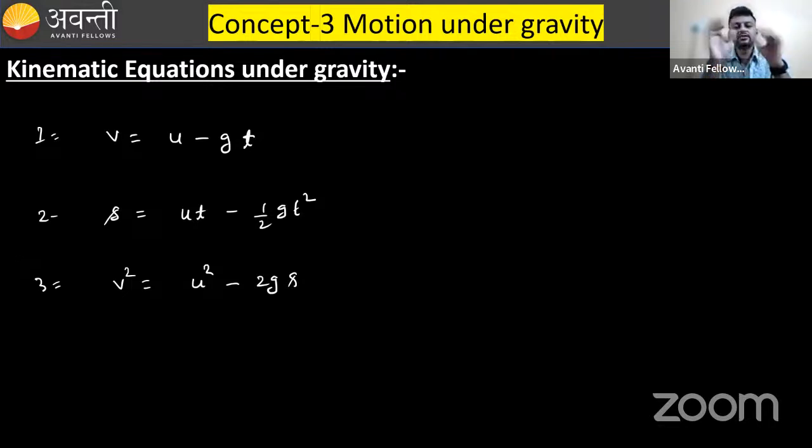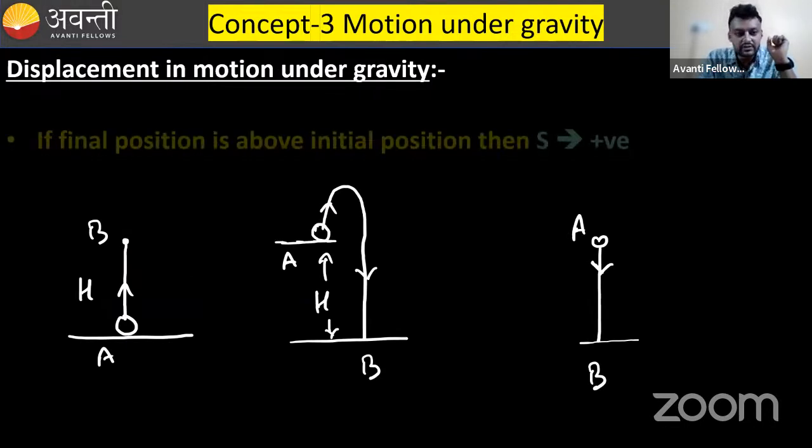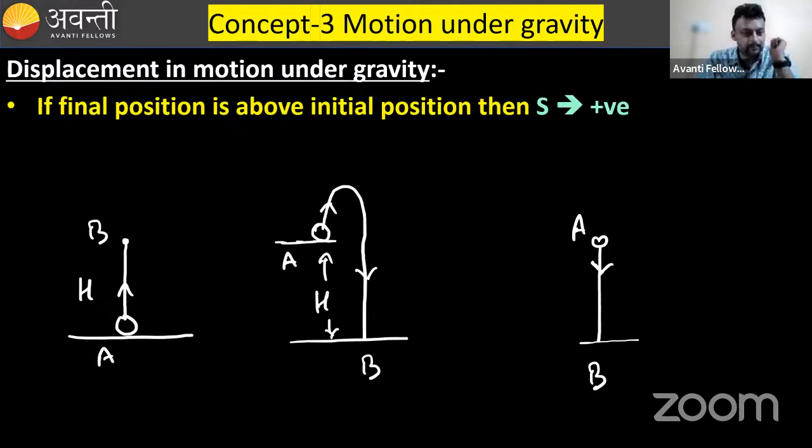Now, one thing that will again bother you is how to write the displacement: when it will be positive and when it will be negative. For that, I am giving you some tricks to remember. These are the three questions you will answer after the punchlines. The first punchline on your screen is: if the final position is above the initial position, then you will take displacement as positive. Are you getting my point? Just listen to me.